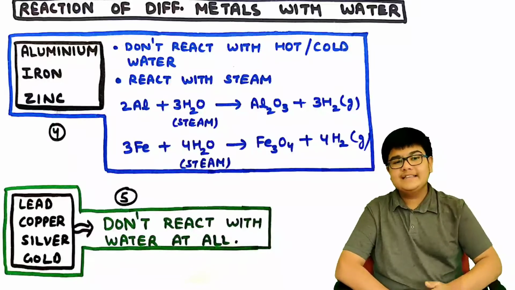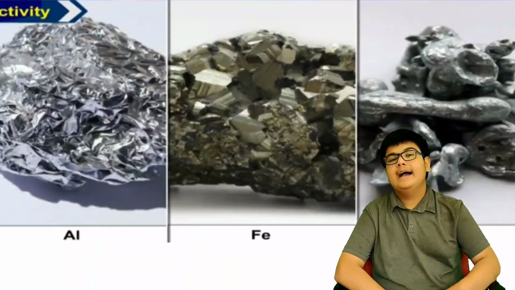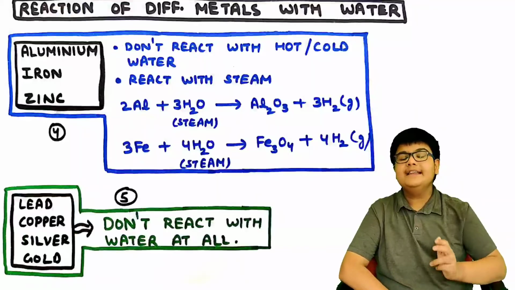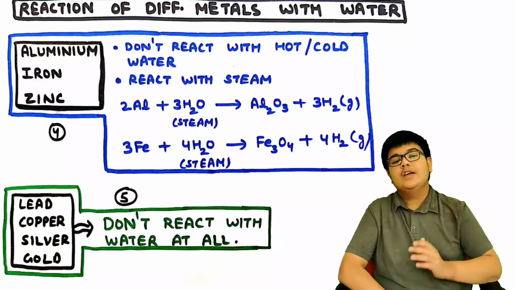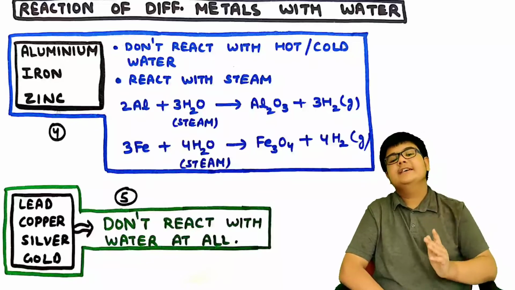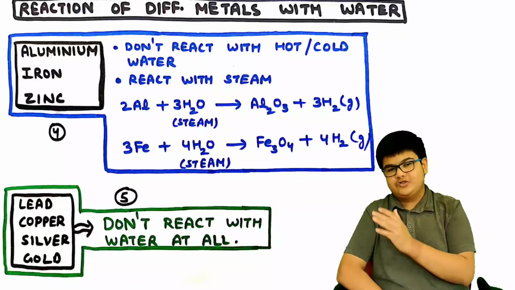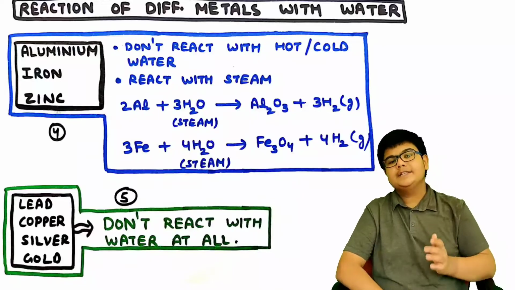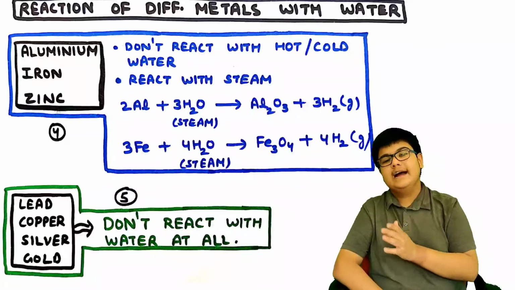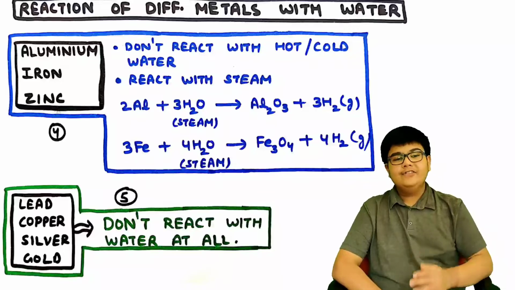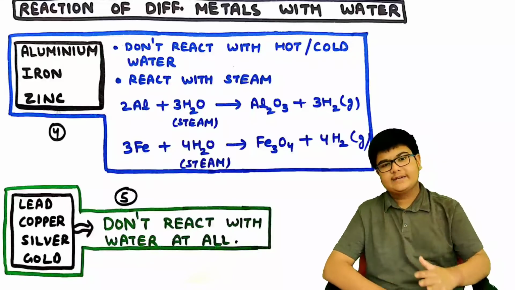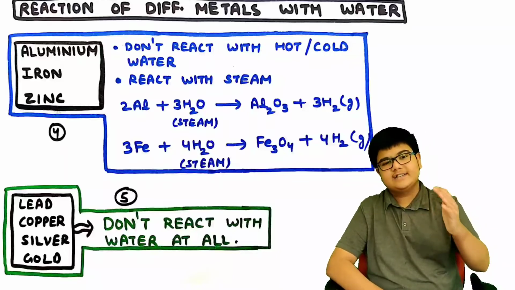Fourth, metals such as aluminium, iron, zinc, they don't react with hot or cold water, but they react with steam. So aluminium plus water, in the form of steam, gives aluminium oxide plus hydrogen gas, and iron plus water in the form of steam gives iron oxide plus hydrogen gas. Fifth, elements such as lead, copper, silver and gold, they don't react with water at all. So they are least reactive.